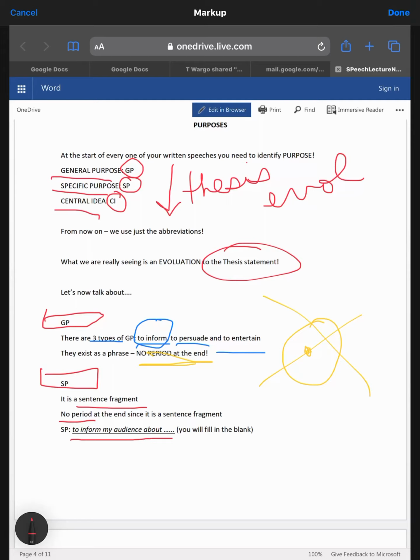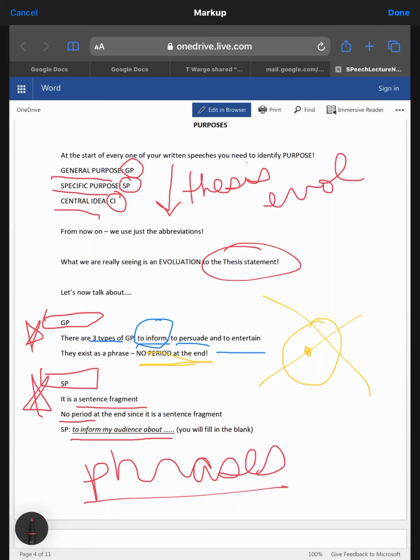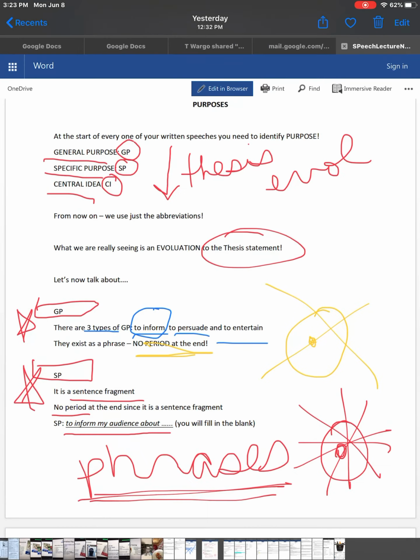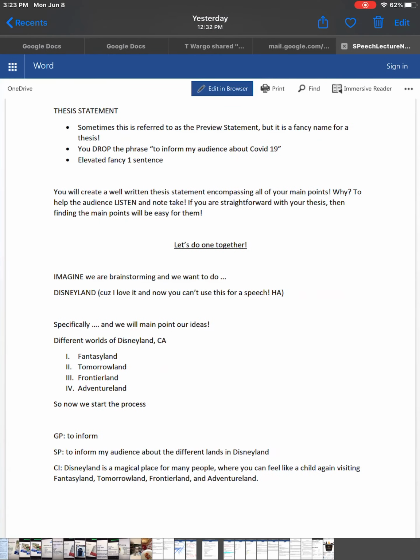All right, so that is your GP and your SP. Again, they are all phrases or sentence fragments, and because they are all phrases, no period at the end of it. Okay, guys, so you got that one. I'm going to get this done, and now we're going to go to the next slide.